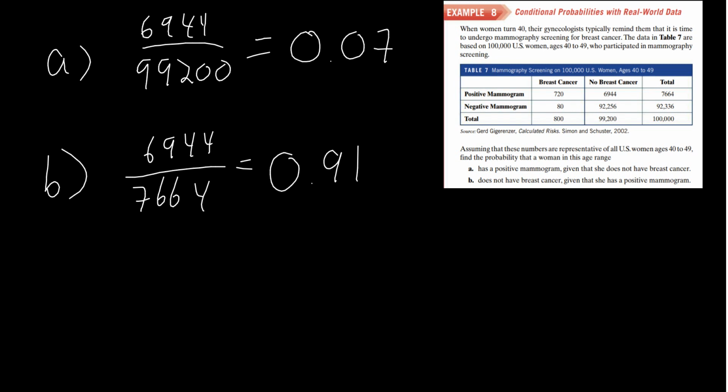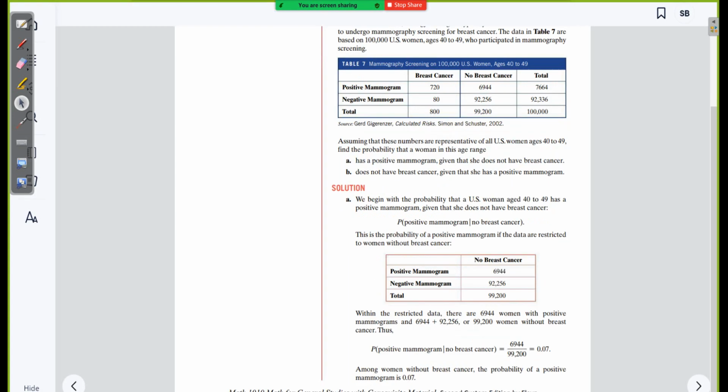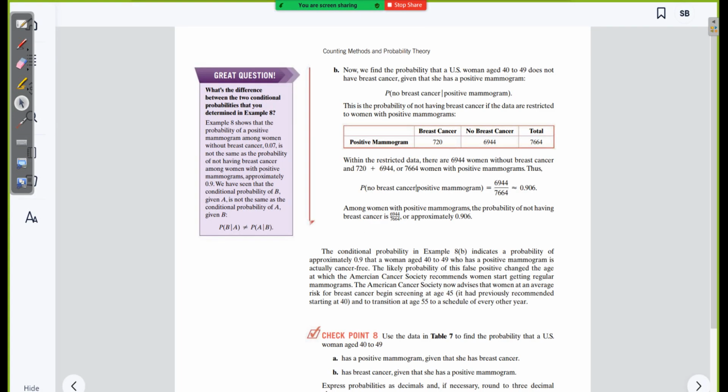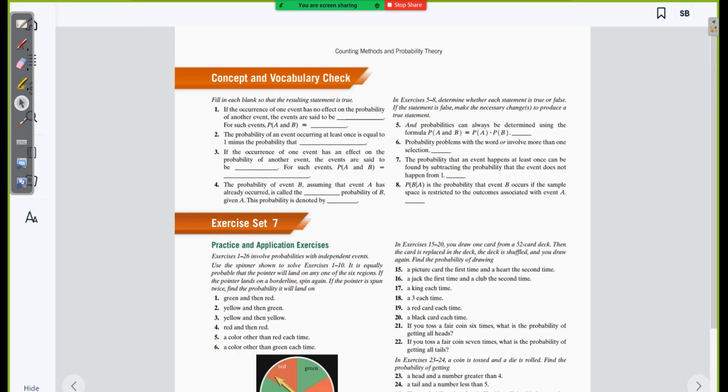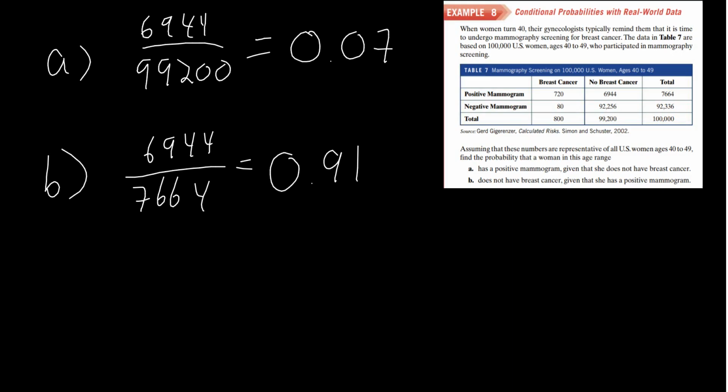Again, that's just conditional probabilities, and like I said, I think that about sums it up. Okay, so that does conclude today's lecture.